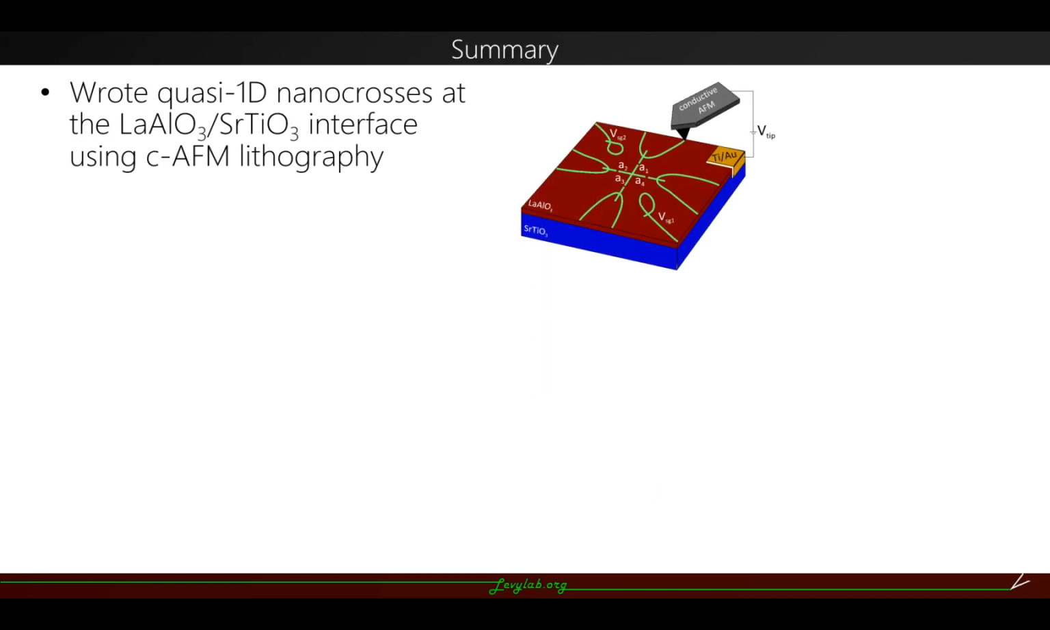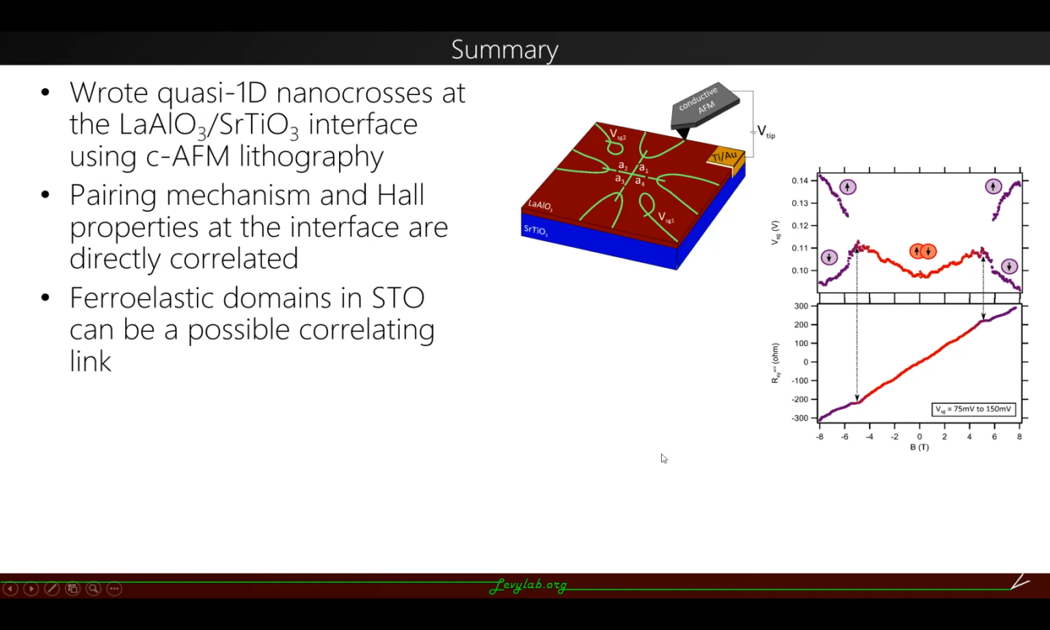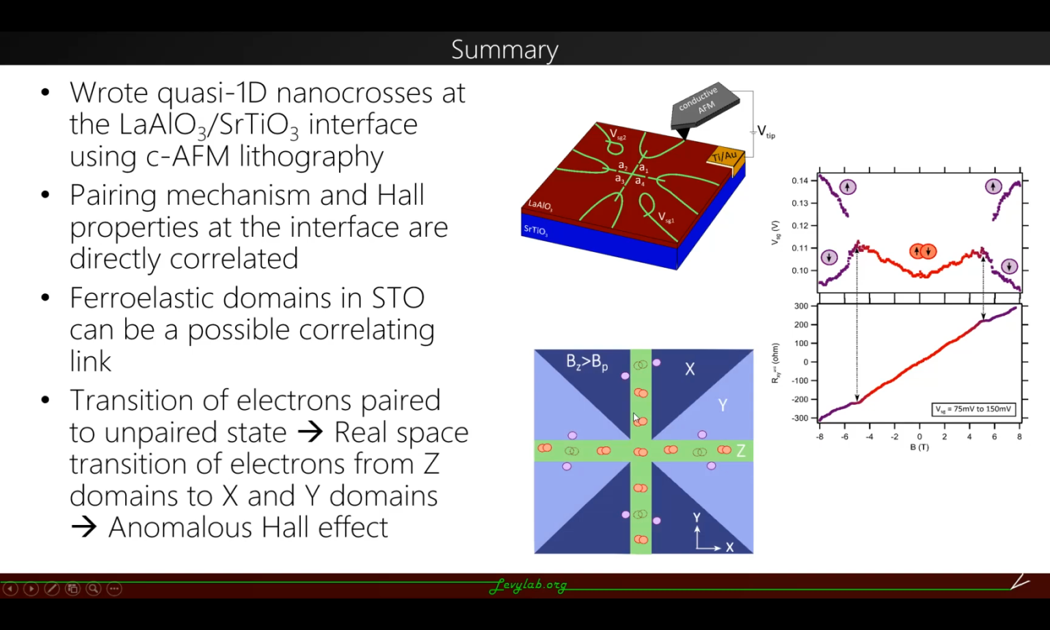In summary, we write 1D nanocrosses at the LAO-STO interface using CAFM lithography, and we observe a direct correlation between the pairing mechanism and the Hall properties at the interface. We believe that the ferroelastic domains in STO can be a possible correlating link, and that the transition of electrons from the paired to the unpaired states is accompanied by a real space transition of electrons from the z domains to the x and y domains, which leads to this anomalous Hall effect.